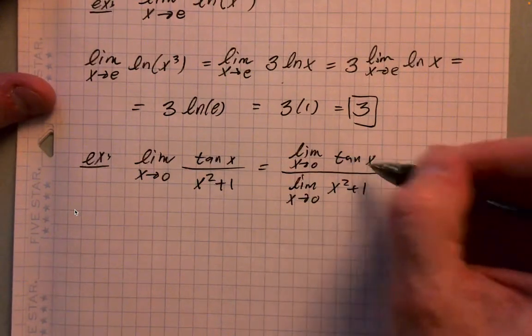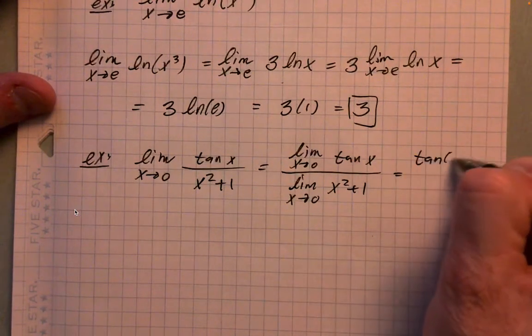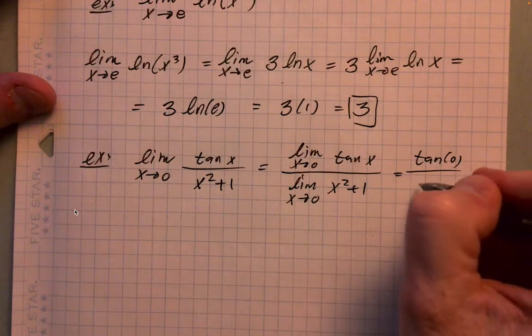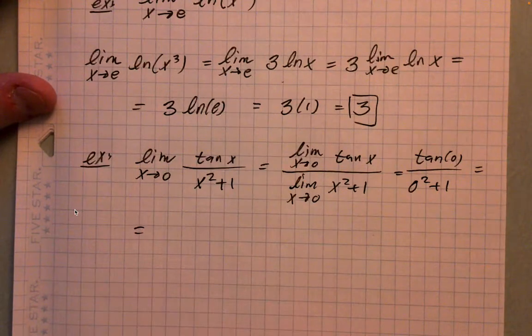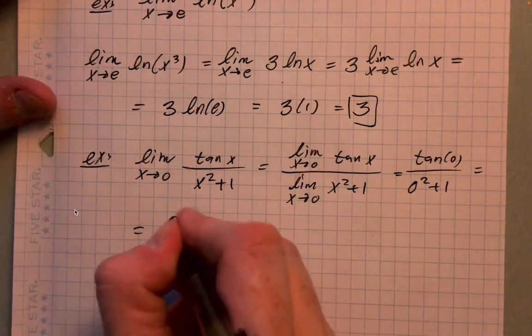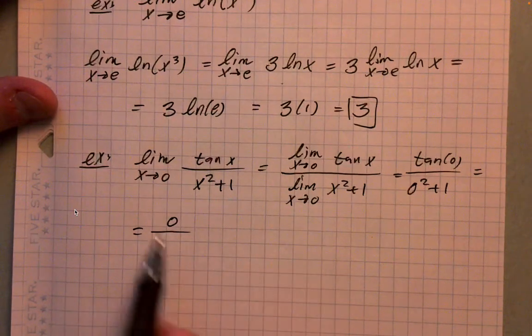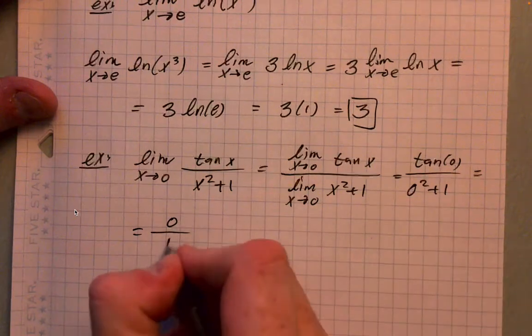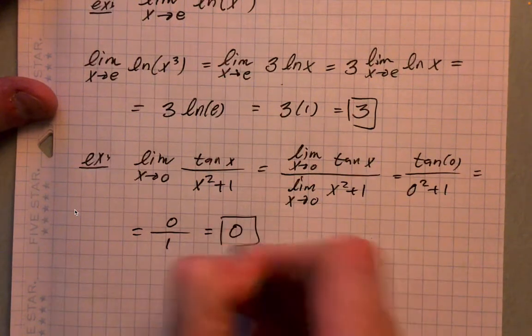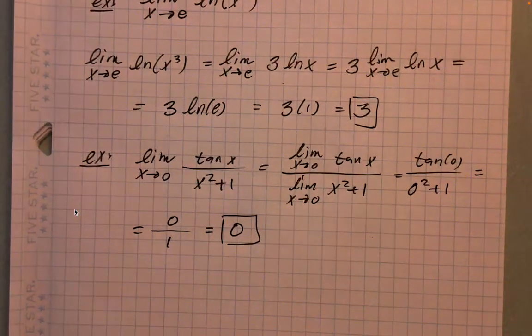Well, we can evaluate these separately. We get tangent of 0 divided by 0 squared plus 1. And the tangent of 0, that's going to be 0, since it's sine over cosine, so it's 0. And this would be, of course, 1. So we get 0 as the limit of this function as x goes to the value of 0. All right, very good.